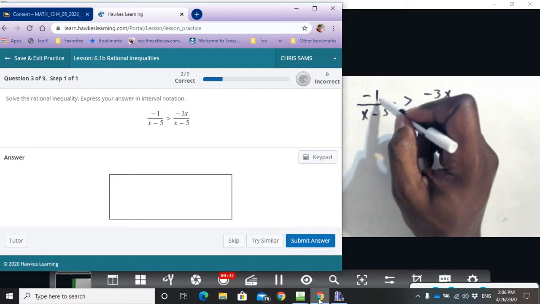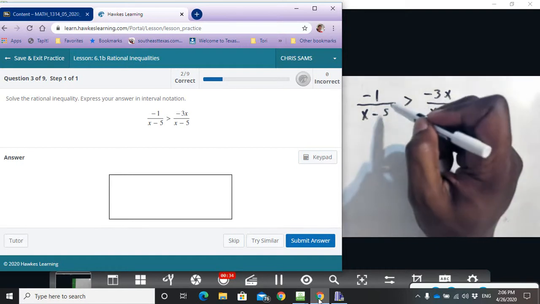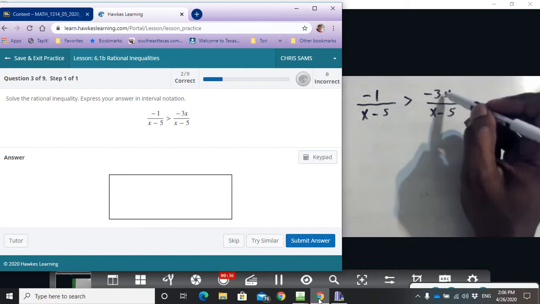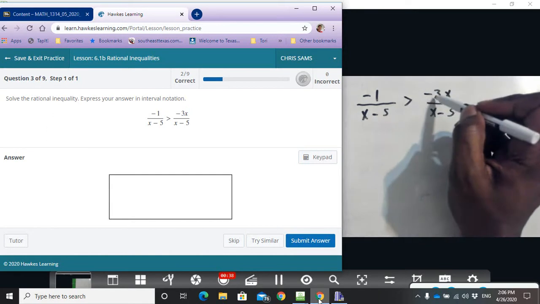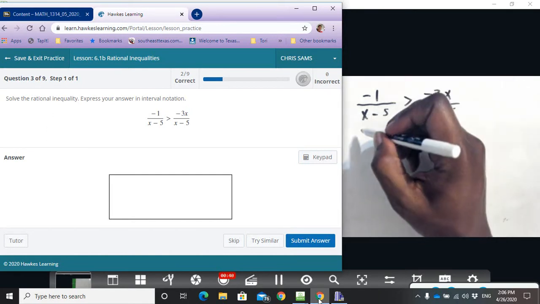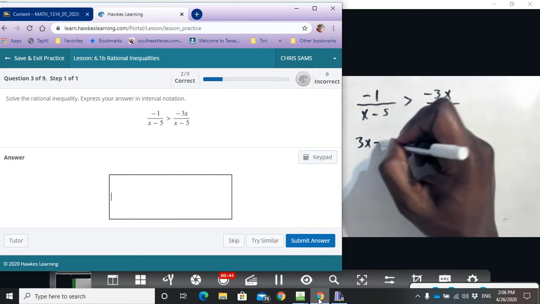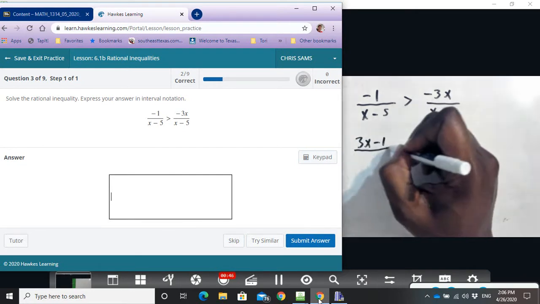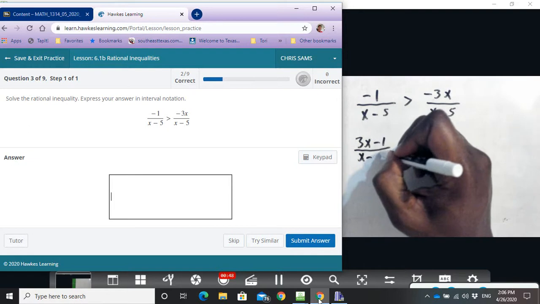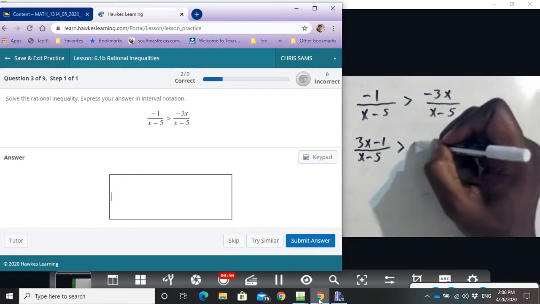Okay, so in order to set one side equal to 0, let's just move this side over. So we're going to add 3x to the opposite, and that will give us positive (3x - 1) all divided by (x - 5), and we want that to be greater than 0.